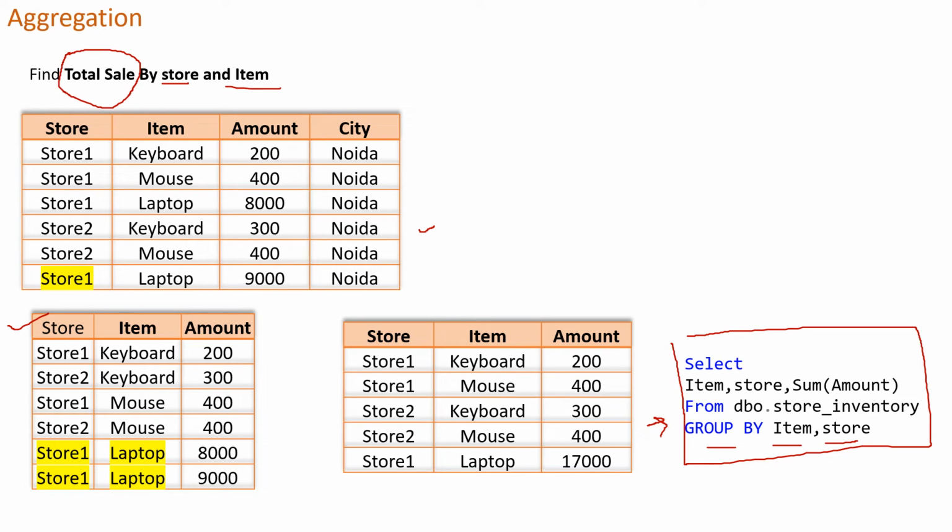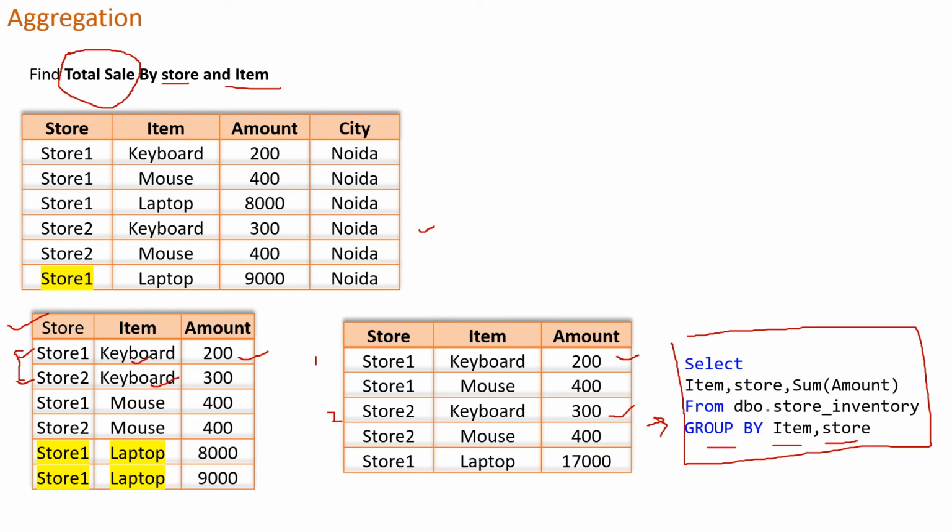This table has the item keyboard which is sold in store 1, and the same item keyboard sold in store 2. So when we are creating the group based on store and item, the item will be grouped into a single value, but store can't be grouped because these are different values. So for the keyboard item we will get two different groups. See in this other table, this is group 1 and this is group 2, and we will get the same amount.